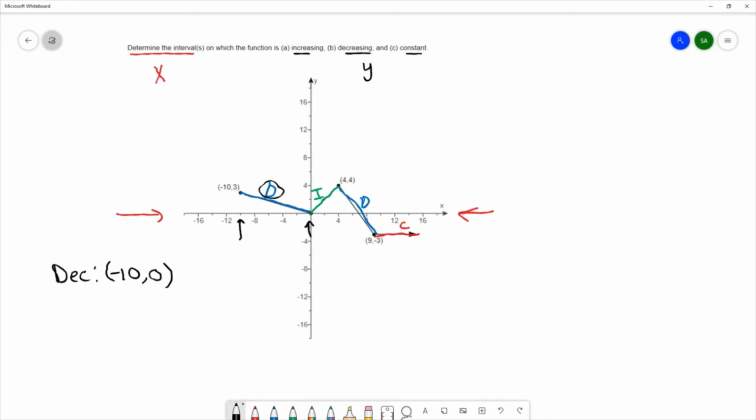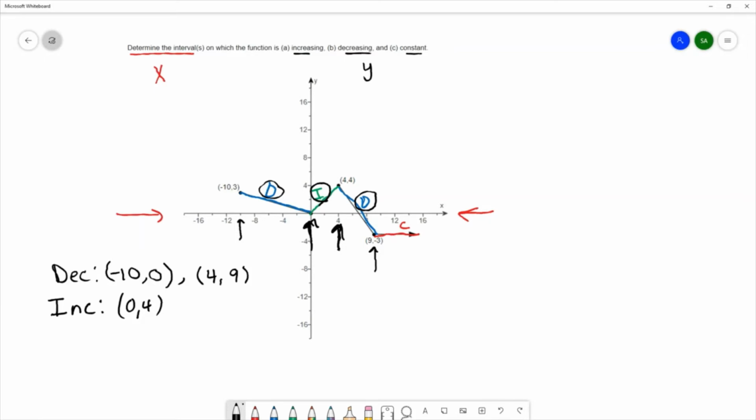So we have another decreasing interval here, and that decreasing interval starts at this x value and ends at this x value. So the next decreasing interval is from 4 to 9. And then we have an increasing interval. And the increasing interval is right here, and we can see that that starts at an x of 0 and ends at an x of 4. Once again, our book uses parentheses on this, but pay attention to your book of whether to use parentheses or brackets.